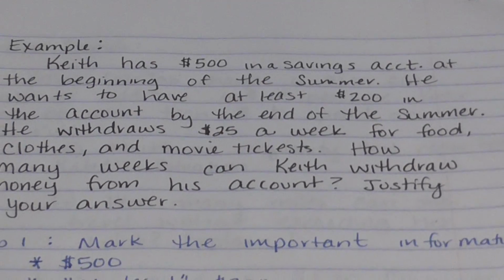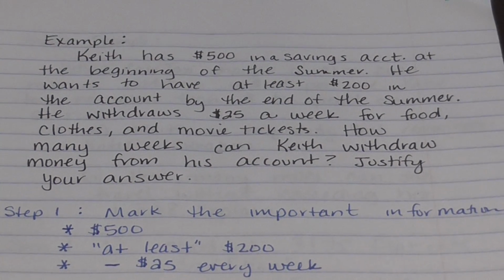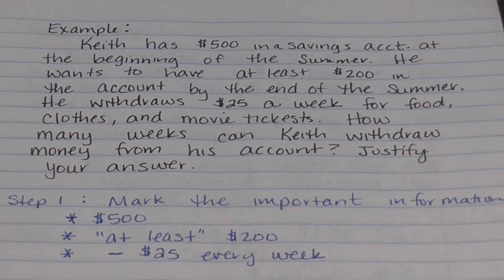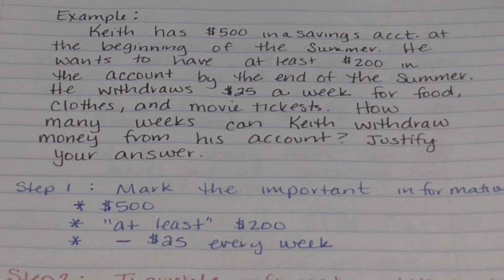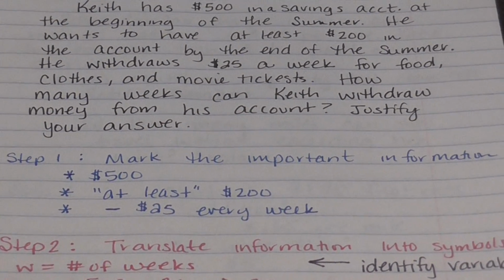So this example right here. Keith has $500 in a savings account at the beginning of the summer. And he wants to have at least $200 in the account by the end of the summer. If he withdraws $25 a week for food, clothes, and say movie tickets, how many weeks can he withdraw money from his account? And you need to justify your answer.